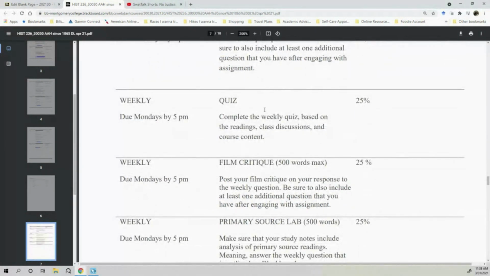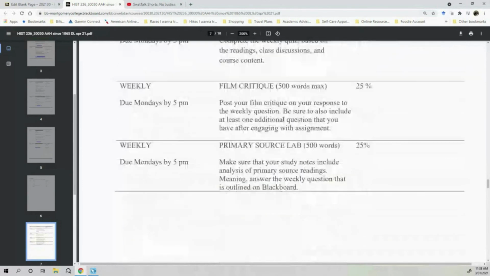That's 25% of your grade. Also, all of these components are 25% of your grade. Weekly film critique. You do not have a film critique for the first week because I'm giving you time to get adjusted to the flow of the class, right? So you have a film critique, which is no more than 500 words as well. You're going to post your response to the question that I submit on Blackboard by the following Monday at 5.